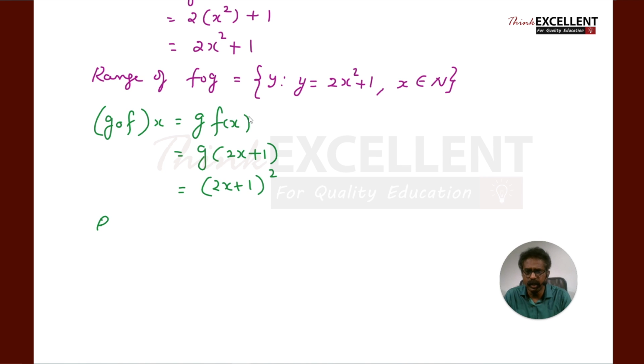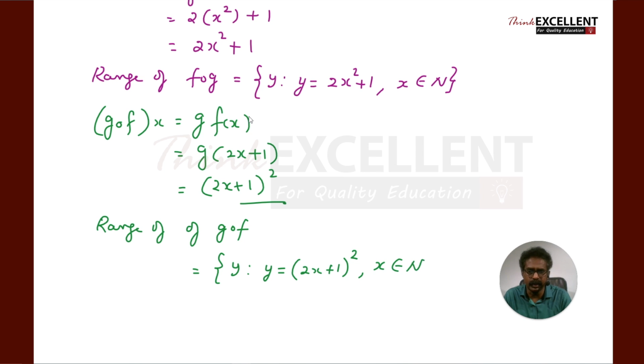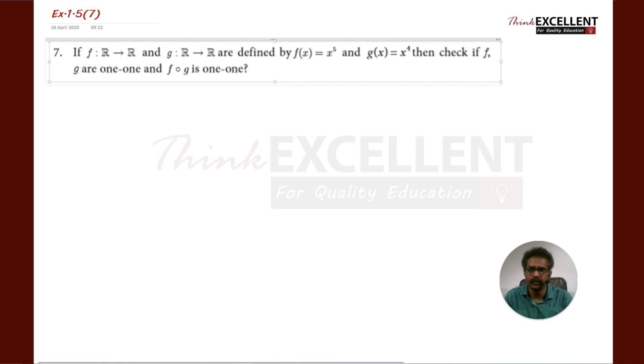But now we write the range of G composition F. That is equal to, like the previous one, the set of all y such that y is equal to the answer you got. What's the answer you got here? 2x plus 1 the whole square, right? Don't stop here, write where x belongs to N. This is how you have to write the range. Okay. So you know how to find F composition G and G composition F, and now how to write the range.